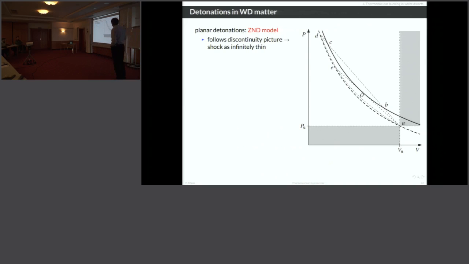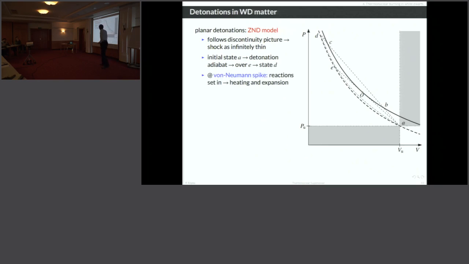So the idea is that one still treats the shock wave as infinitely thin, as a discontinuity, so therefore we can illustrate what happens again in our pressure-volume diagram with the detonation adiabatic and the Rayleigh lines as we had before. We start out in our initial state A here, and then the first thing that happens to the material is that it gets compressed in the shock. That means that it propagates up the Hugoniot adiabatic of the shock wave, that's this bold dashed line here, over point E to point D. This is then the region of highest compression reached. That's the so-called von Neumann spike.